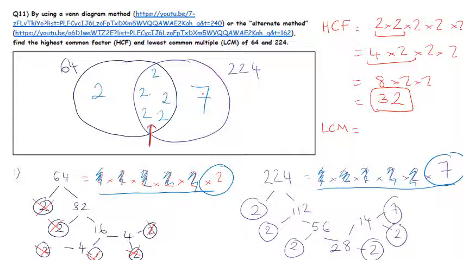The lowest common multiple is all of those numbers in the two circles times together. Well, I know this circle here is 224 because it's the purple circle. So I can find the lowest common multiple by timesing all the numbers together, or by doing 224, which is all of these times together, times by another 2, which gives me 448.